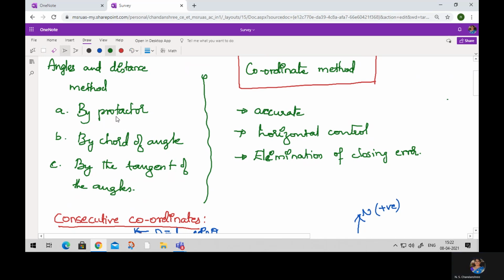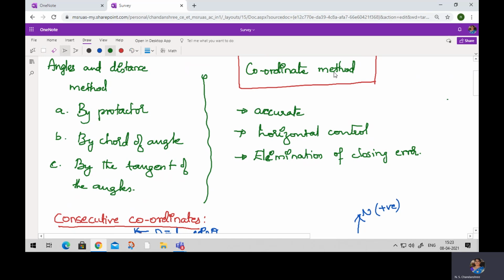One being, we can use the protractor to mark the angles. We can use the method of chords, or we can even use the method of tangents of the angles. Now that is about marking the angles. The second thing is marking the distance. For distance, we scale down to a required value, and that scaled length is used to plot in the map.